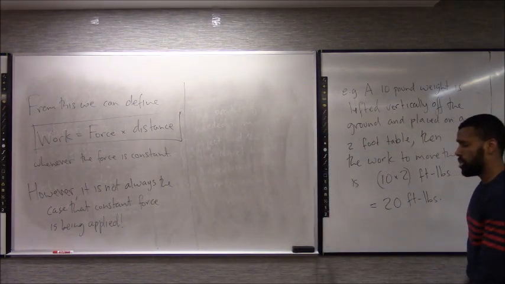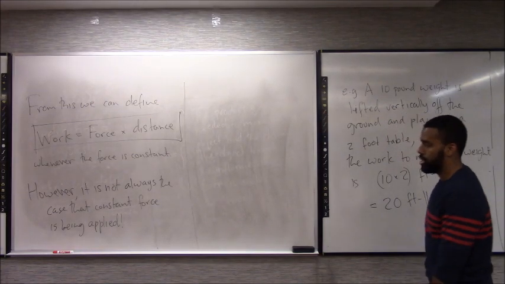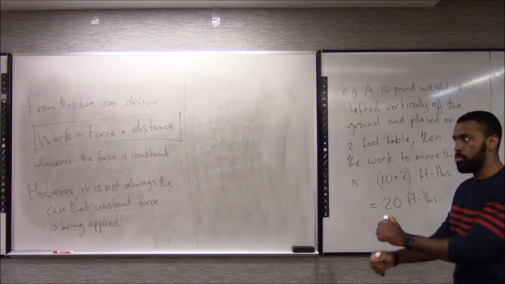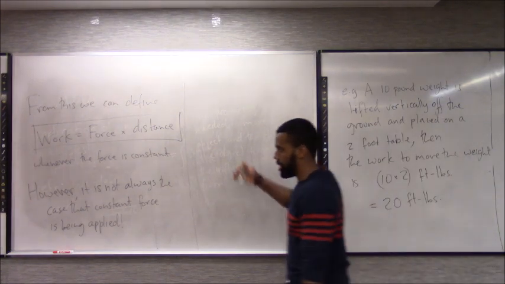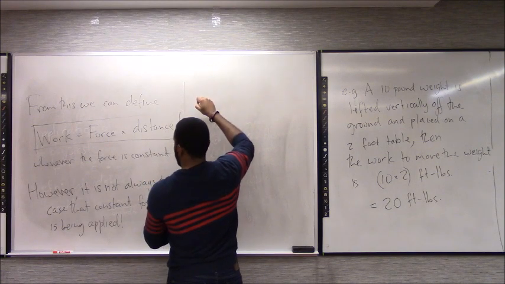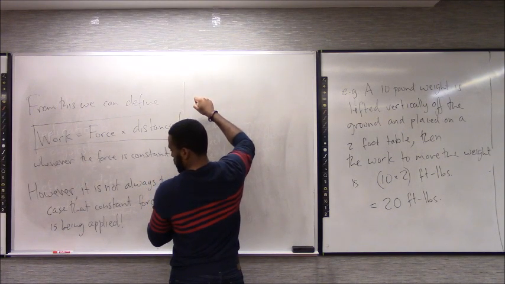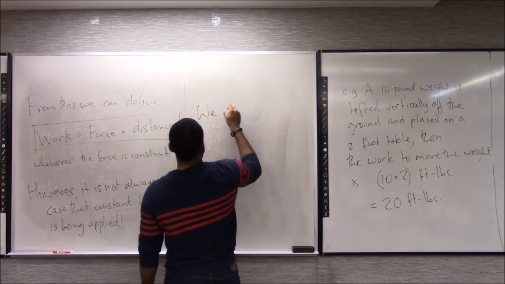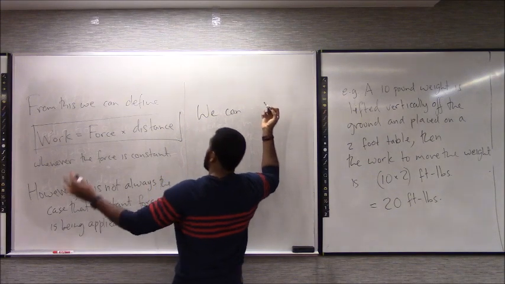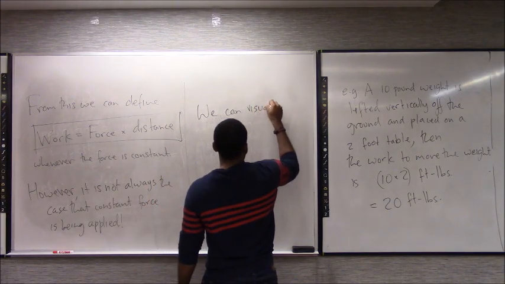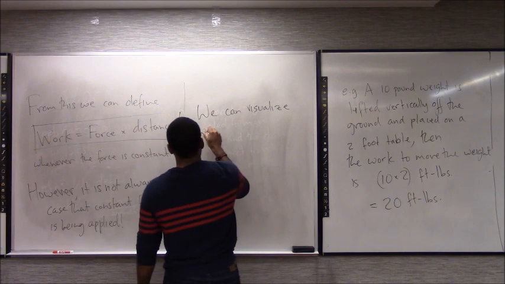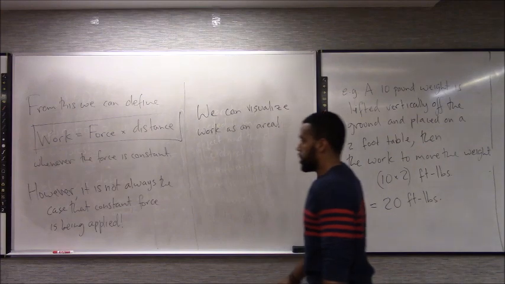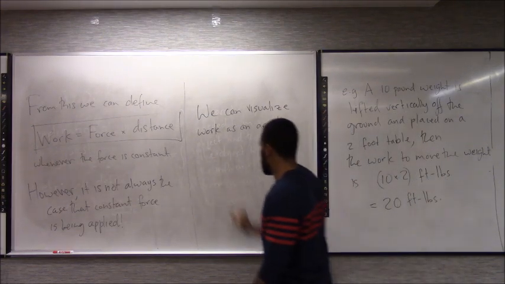We are pretty much going to do a variable force acting on an object in a straight line. To act on an object in some sort of curve, we need multivariable calculus, and we need the idea of a line integral, so we're not going to do that. We're just going to do our old vanilla integral. So we can visualize work as an area. So that's how we're going to start the process.